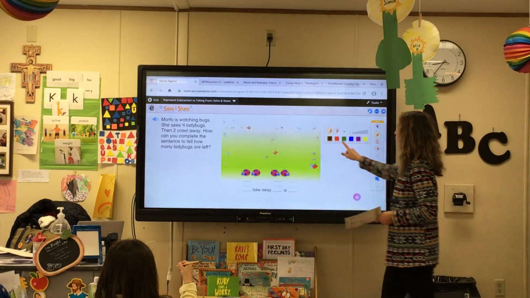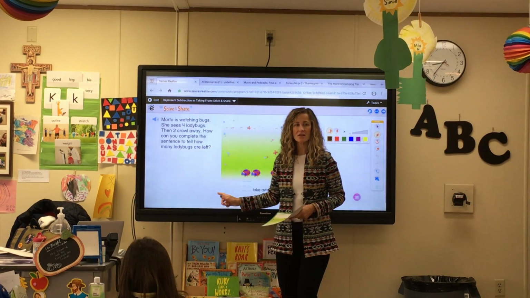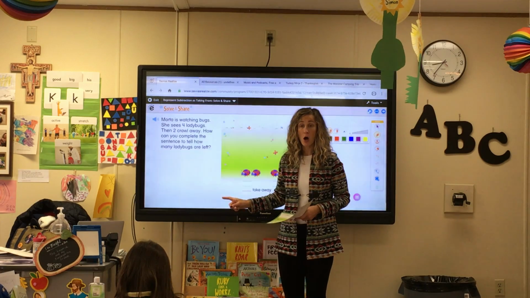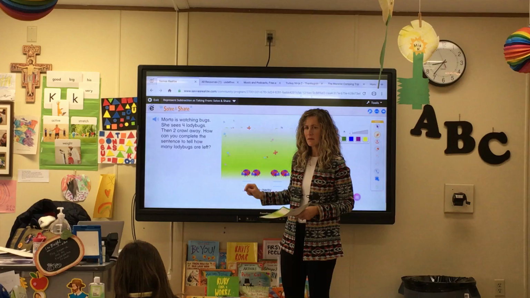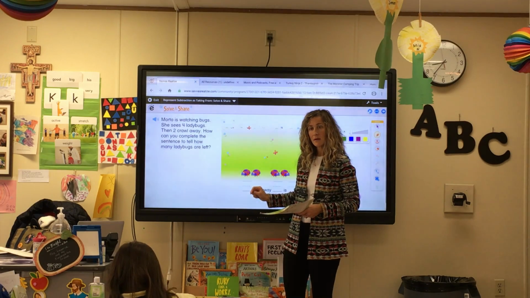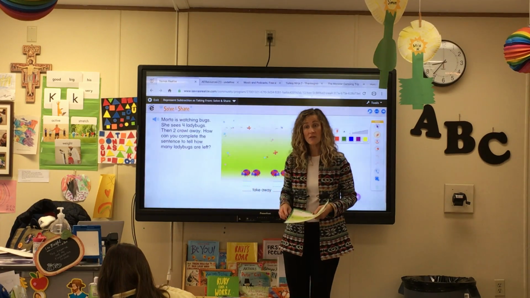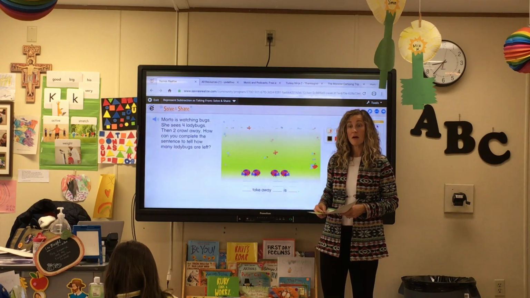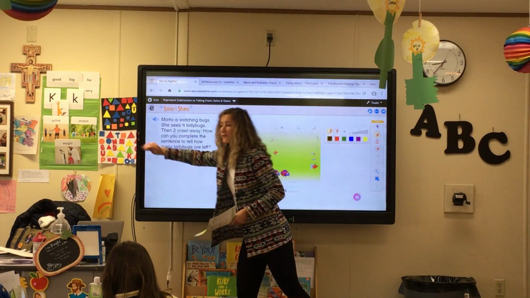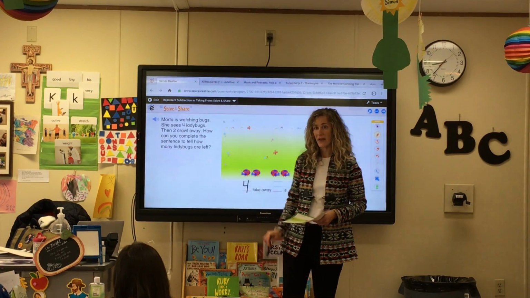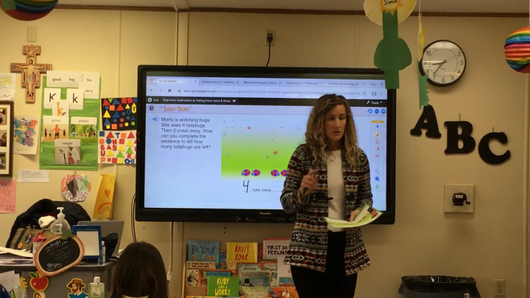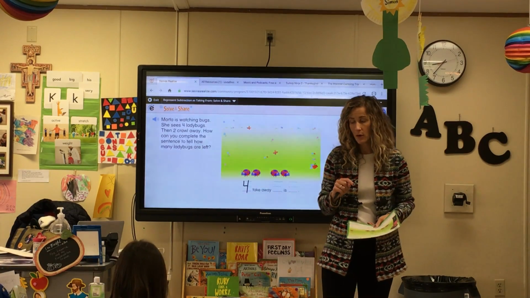Okay. So what would be our first number? The first number tells us how many bugs we have in all. So again, how many bugs was she watching, Addie? How many bugs are there in the picture, Addie? 4. Okay, so we're going to write 4 as our first number because that's how many bugs there are in all. That's the larger number, okay? So Audra, go ahead and write 4 as your first number, okay?